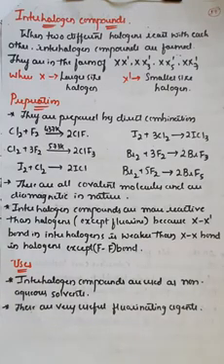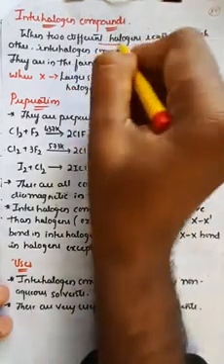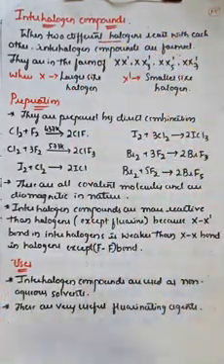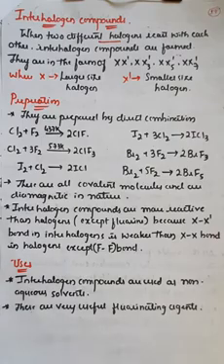Whenever the 17th group elements, which means halogens, react with other elements of the same group, that is generally called interhalogen compounds. Generally there are two different halogens which react with each other. Remember the words two different halogens. We are not talking about the same one. Whenever two different halogens react with each other, they convert into interhalogen compounds.